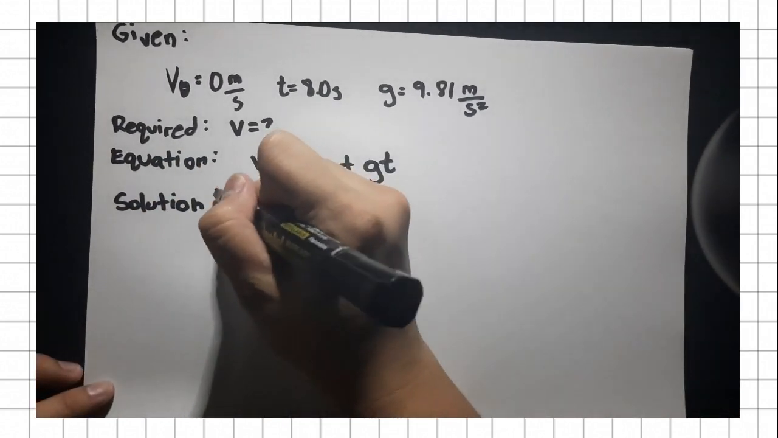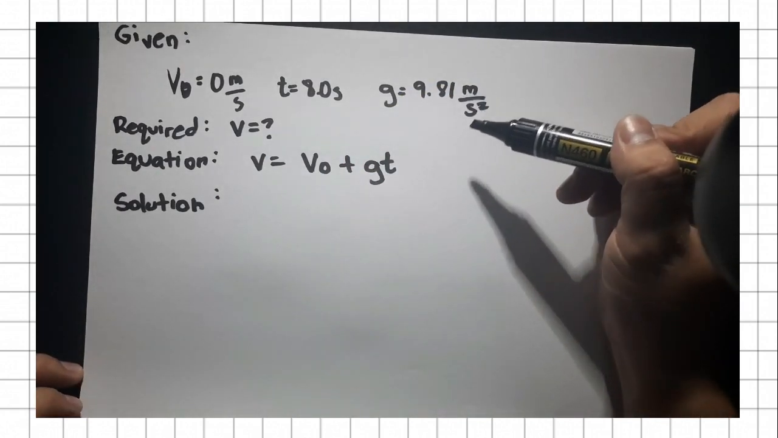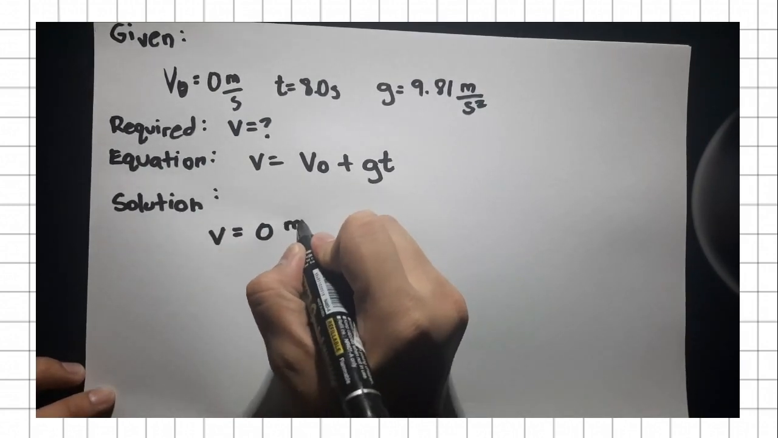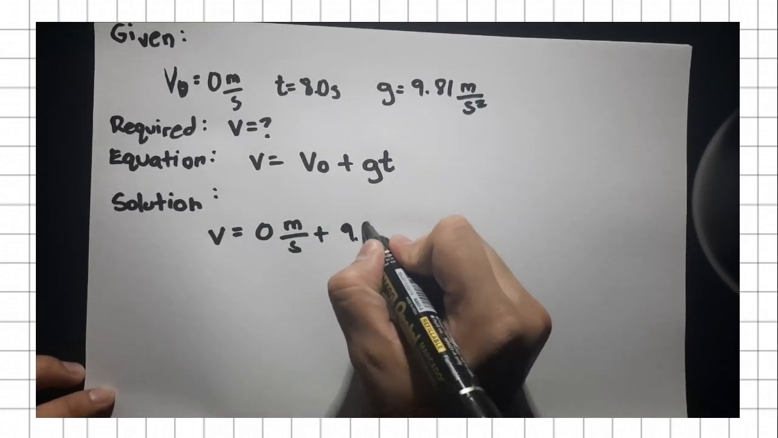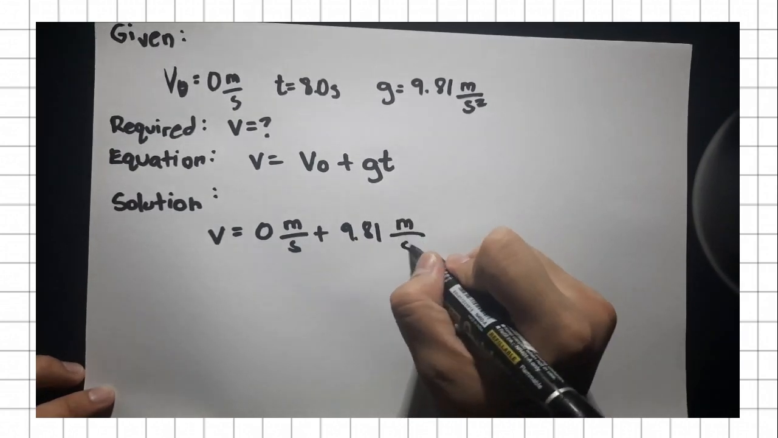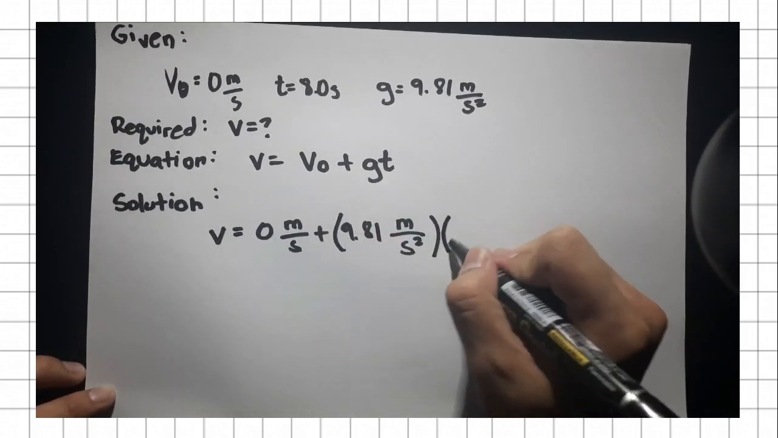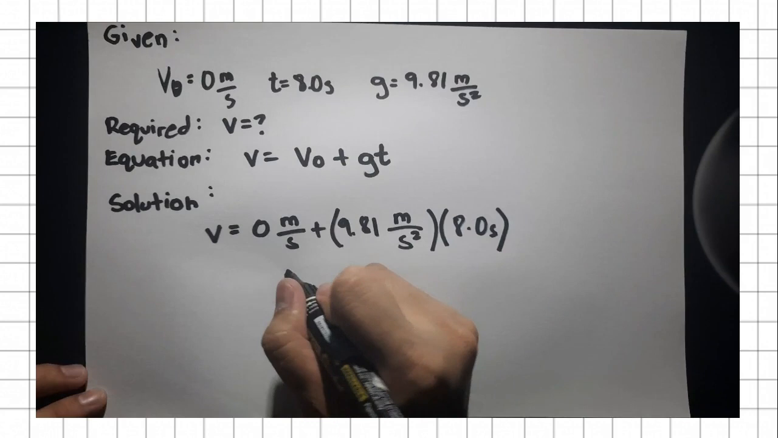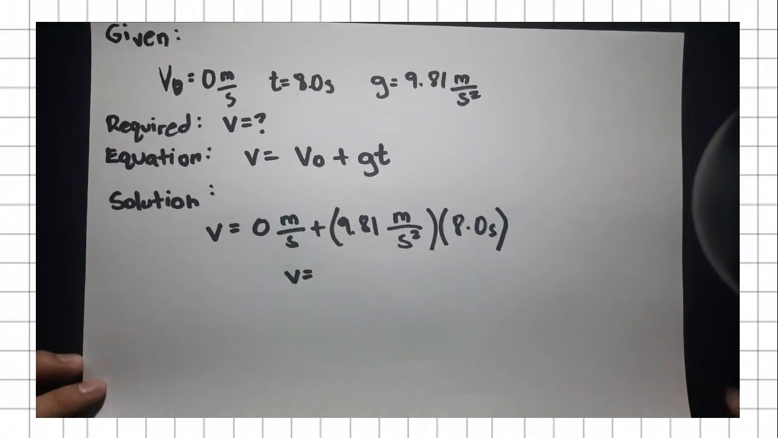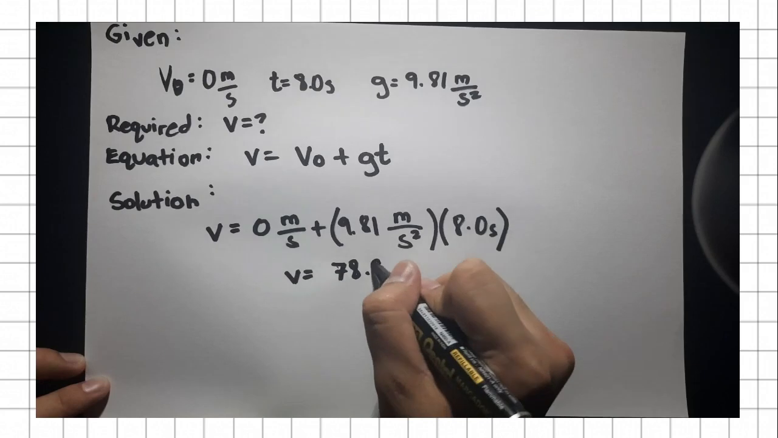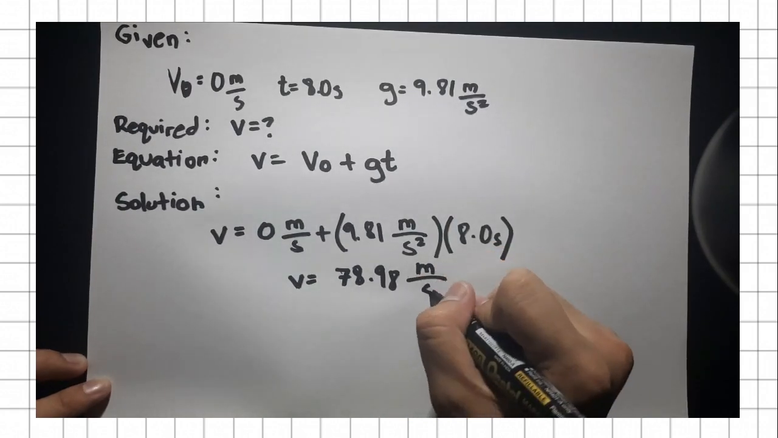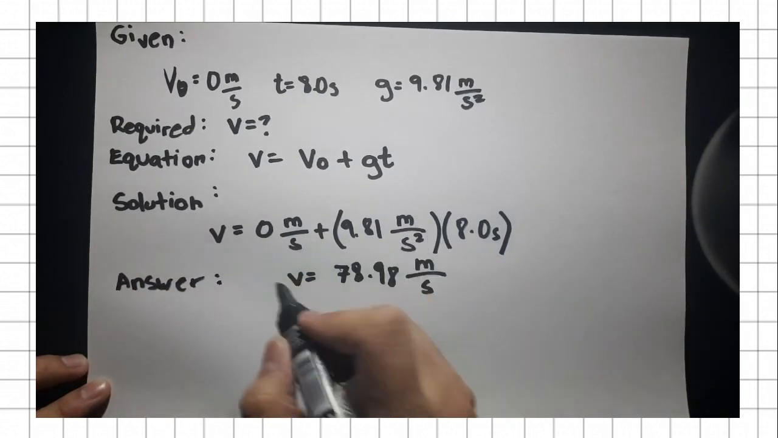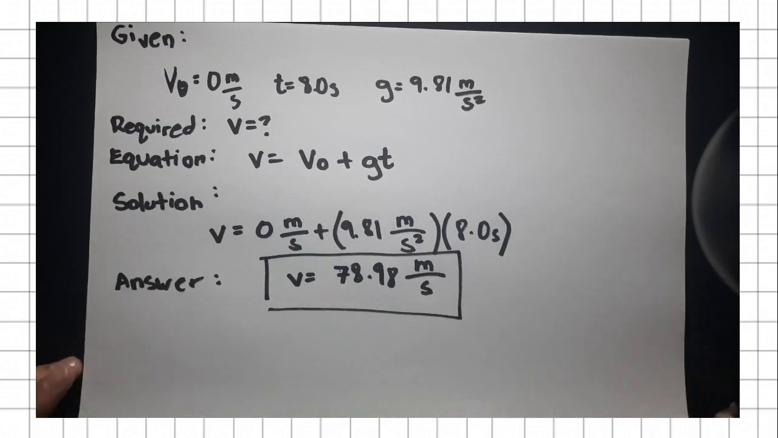In our solution, let us substitute the values in our given in the equation. So that would make V equals 0 plus 9.81 meters per second squared multiplied by 8.0 seconds. And that would give us the answer 78.98 meters per second. And that's how you're going to find the final velocity for this problem.